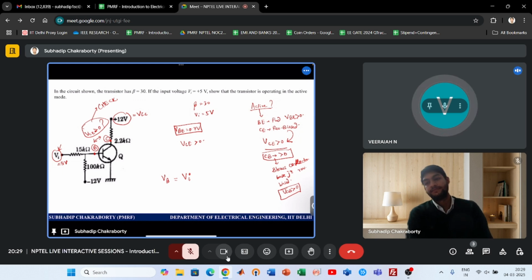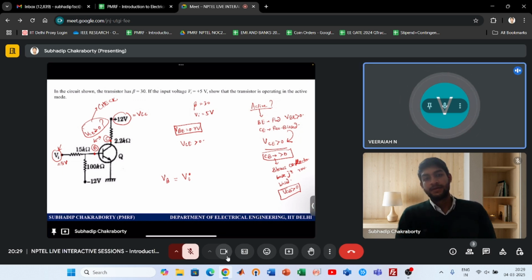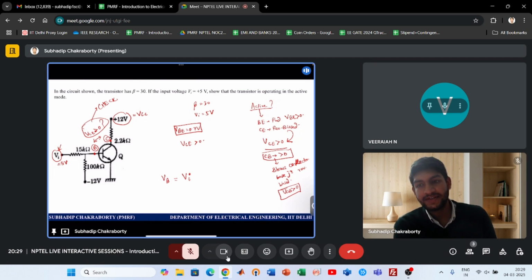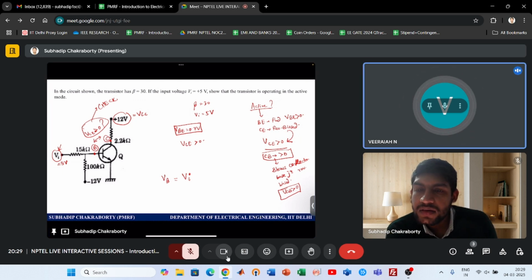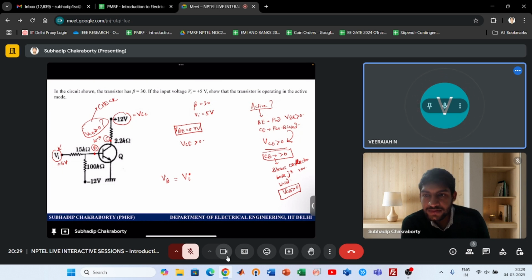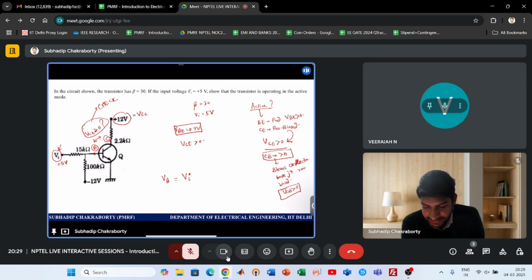Yes. What is VB? VI minus 15 into IB. VI minus 15. Why 15? 15 sir, 15 voltage drop. 15 kilo ohm resistor voltage drop. So how will you write VI minus? No. This cannot be written as IB. This is not IB. This is IB.